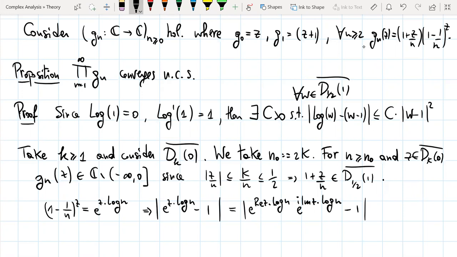And what we can do now, so sorry, this is not logarithm of n, no? So it's logarithm of 1 minus 1 over n. Yeah, so this is now much better.